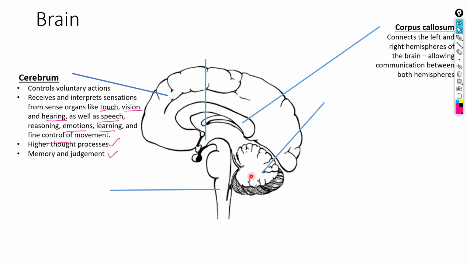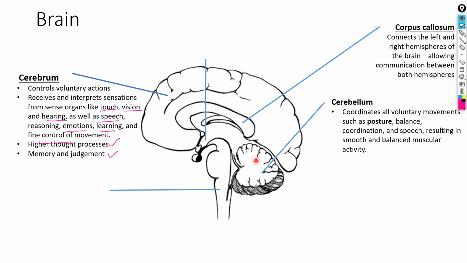The next part is the C-shaped structure of the brain, the corpus callosum. Its function is to connect the left and the right hemispheres of the brain, allowing communication between both hemispheres. So this serves as a bridge between the two hemispheres. Now the cerebellum, the leaf-like part of the brain, coordinates all voluntary movements such as posture, balance, coordination, and speech, resulting in smooth and balanced muscular activity.